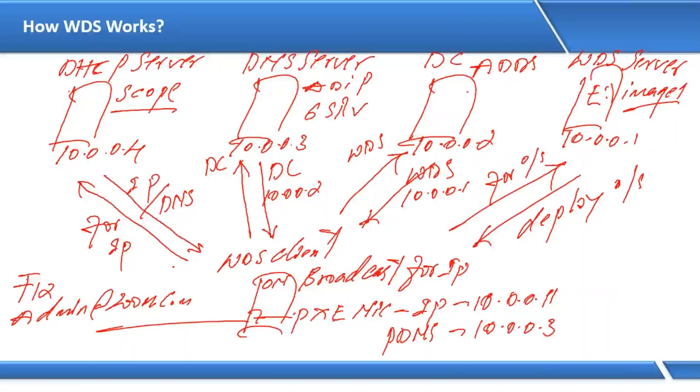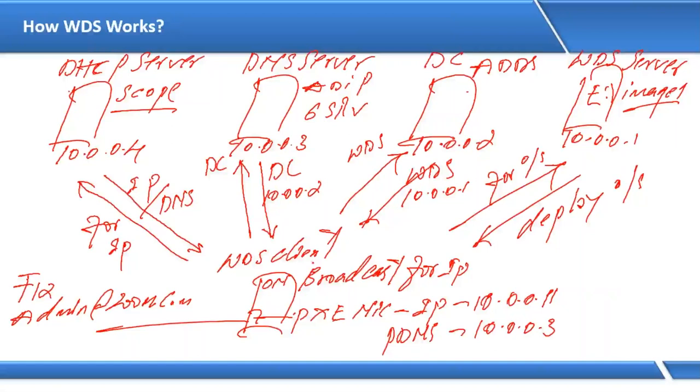This is a background logical process. We don't need to do anything here. We just power on this machine, and the first request goes to the DHCP server. The DHCP server assigns the IP with the preferred DNS. The next request goes to the DNS server, and the DNS server gives the DC information. The next request goes to the DC.